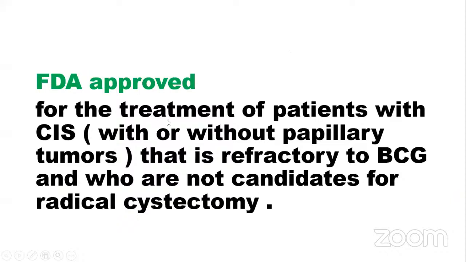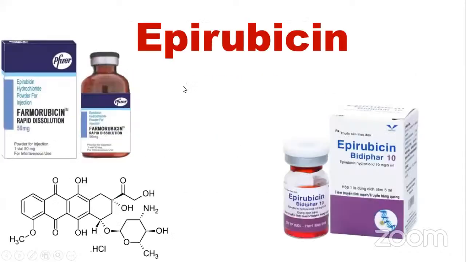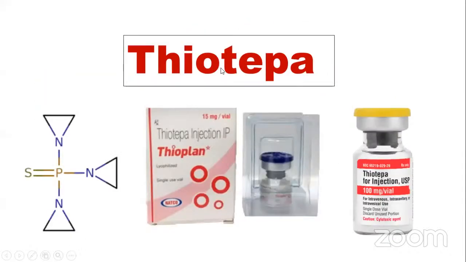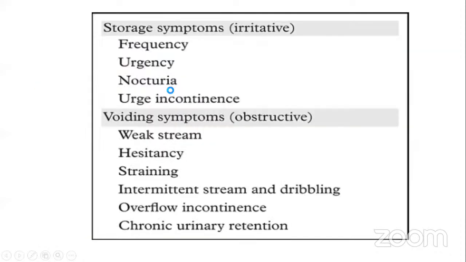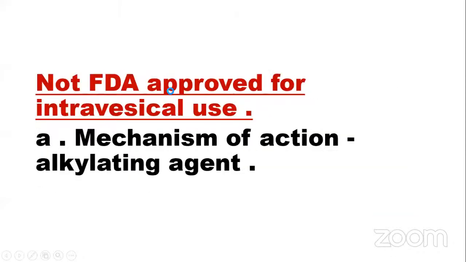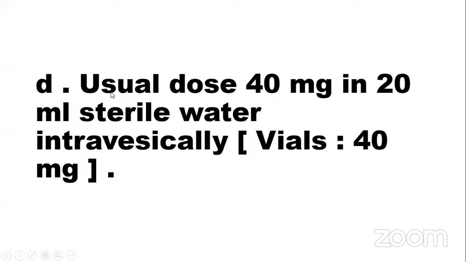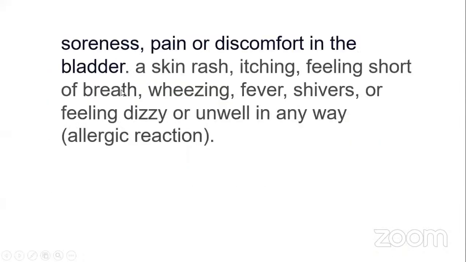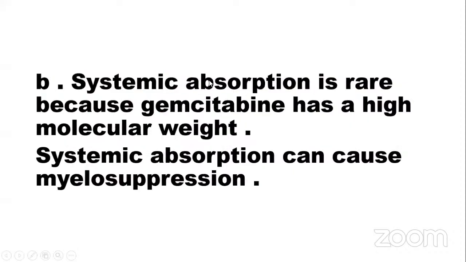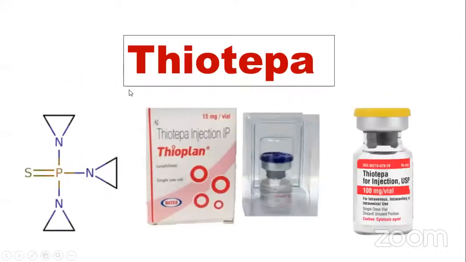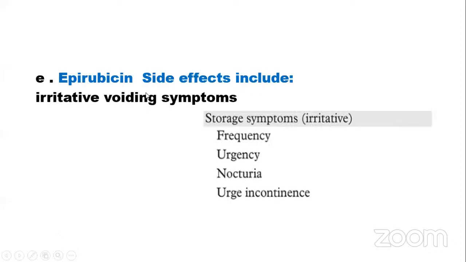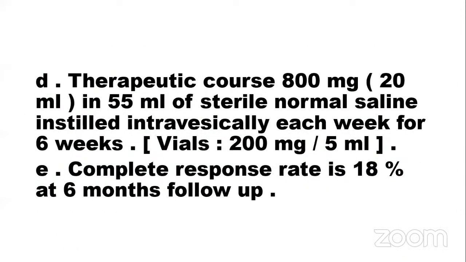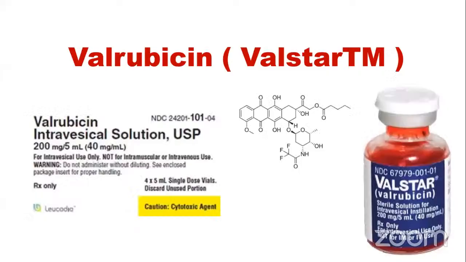Valrubicin is FDA approved. Then we have another FDA approved one, Thiotepa. But all other medications are not FDA approved. That starts from mitomycin, and also gemcitabine, which is not FDA approved for intravesical use. And the last one, ibuprofen, is also not FDA approved. That's all about valrubicin.